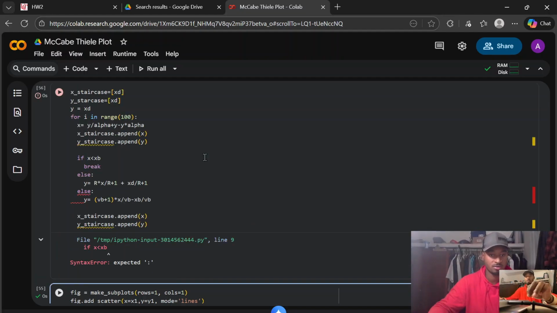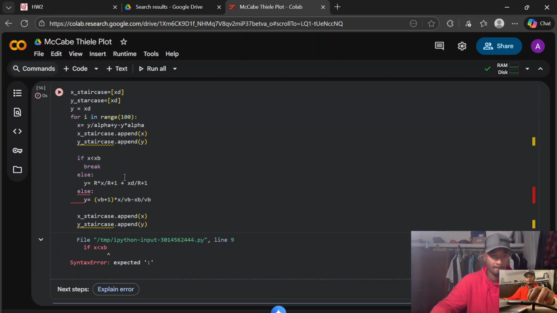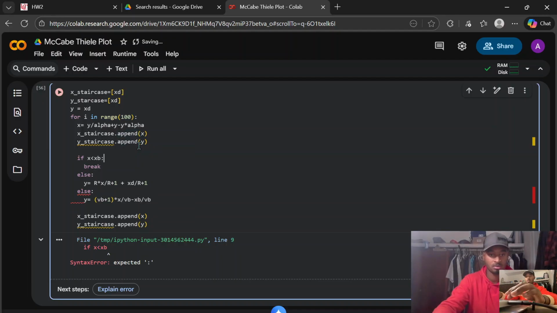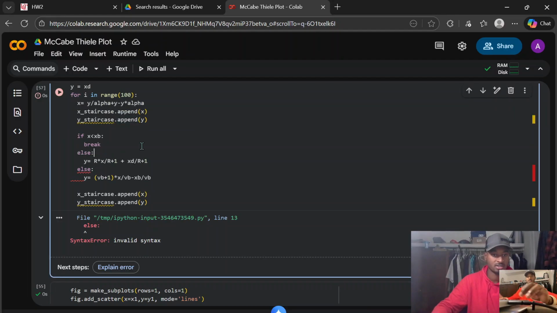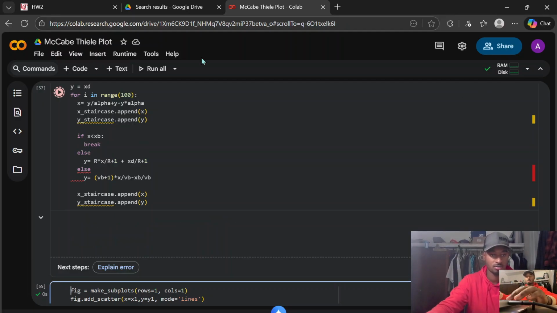Let's hit enter, see if this works. Syntax, maybe I'm supposed to put those there.